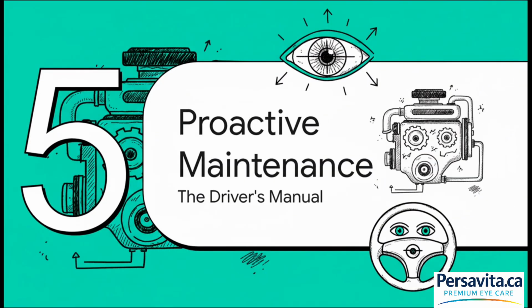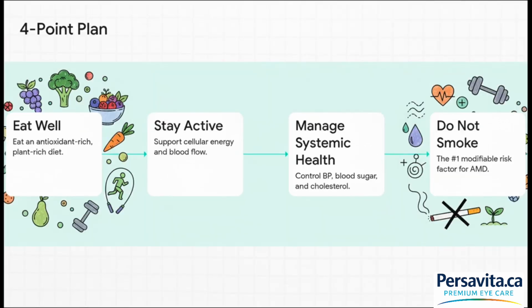So let's put this all together now that we understand the engine, the fuel lines, the wear and tear, and most importantly, the role of the driver. We can build a simple, proactive maintenance plan. Think of this as your owner's manual for long-term vision health. And here it is, the four most important, actionable things you can take away from the AMD-11 framework.